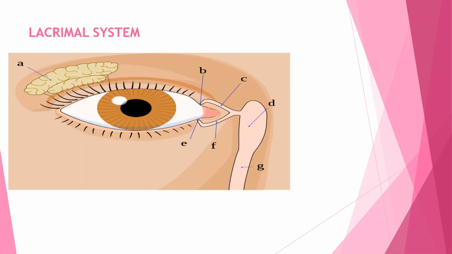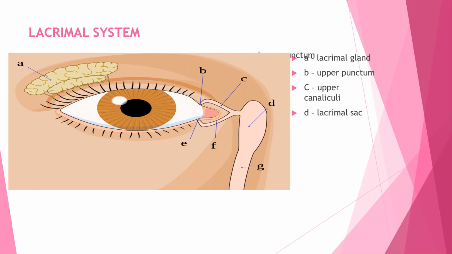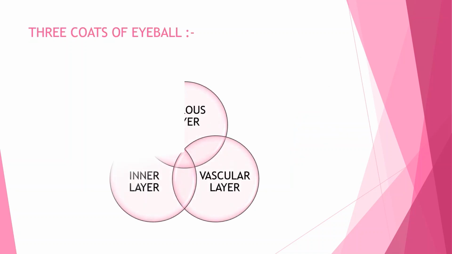Moving on to the lacrimal system. The lacrimal system comprises the lacrimal gland, upper punctum, upper canaliculi, lacrimal sac, lower punctum, lower canaliculi and nasolacrimal duct. Our eyeball is made up of 3 layers: fibrous layer, vascular layer and inner layer.